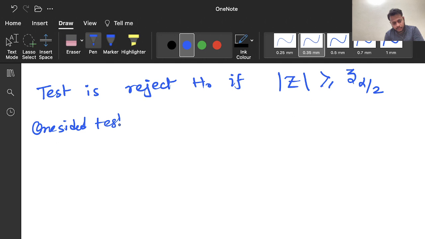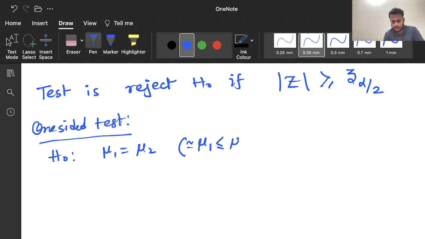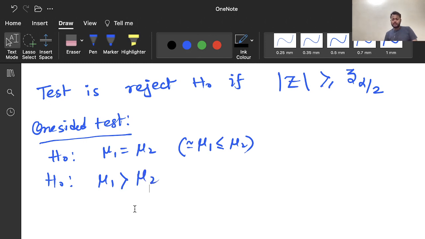One-sided test. Here the null hypothesis is mu1 equal to mu2 or mu1 is less than mu2, and the other is H naught: mu1 greater than mu2. Here also similar logic follows, since our test is based on the alternative hypothesis.